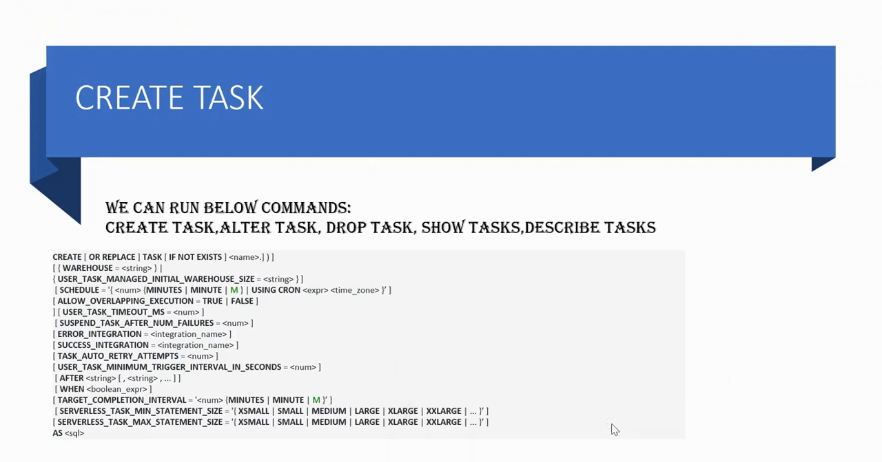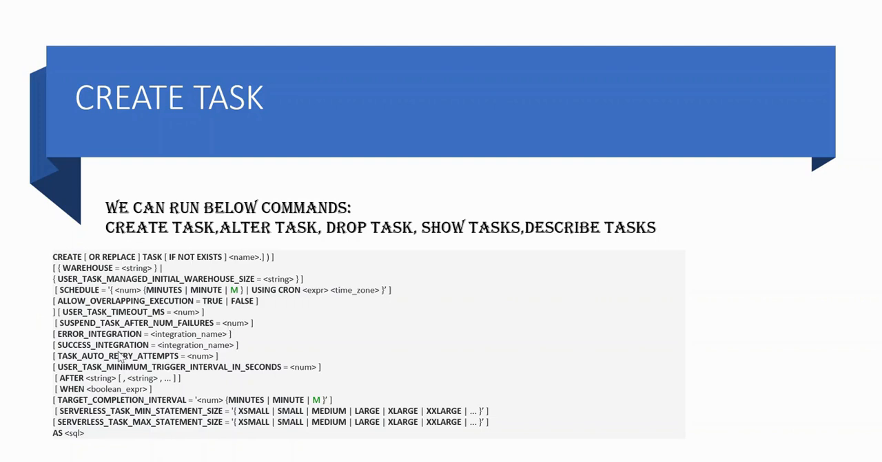And then we have the other parameters, like allow overlapping execution. This means if I have scheduled one task, let's suppose after every 5 minutes, by default it's false. So if the previous execution is taking more than 5 minutes, the next consecutive task will not run. But if you want it to run, then you have to set it as true. Then we have user task timeout. If you want to set a timeout, you can say 10 minutes. If you remember, on the UI we were getting 10 minutes. Okay, suspend task after number of failures. Let's suppose that if it fails 5 times, you do not want it to run again and again, and you want to optimize your cost, then you can simply set this parameter.